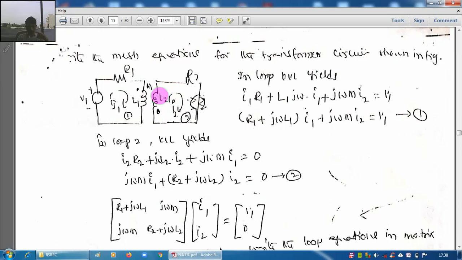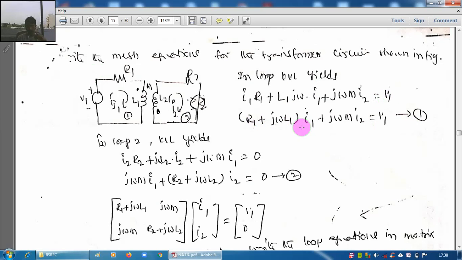Current entering the dot of the first coil. For the second coil also current entering. You see the direction is this. If this is the direction, dot is here, so entering. So both are entering, therefore plus j omega M. So you see I1 R1 plus j omega L1 I1 plus j omega M I2 equal to V1. This is the first circuit, primary circuit voltage equation.